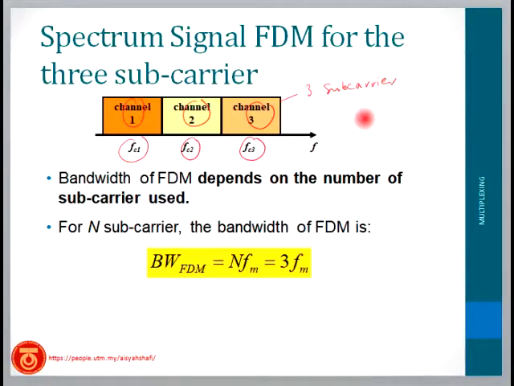The bandwidth of FDM depends on the number of subcarriers used. For example here it has 3 subcarriers, but it can be more: 2, 3, 4, 5, and so on. The bandwidth from here to here depends on how many subcarriers. For n subcarriers, for example here 3, the bandwidth of FDM is 3 FM. If the number of subcarriers is 7, it is 7 FM.